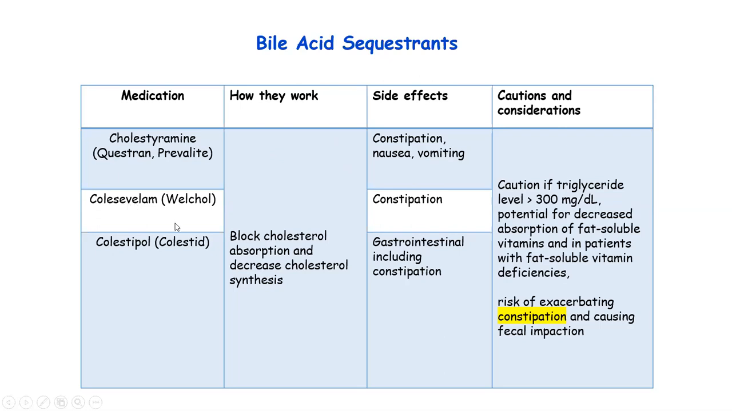Now the 2 most commonly prescribed are Welchol and Colestid. Welchol is the most common. So what it does, again, it binds with bile acid to decrease its absorption. The most common side effects are GI, and with Welchol, it's constipation. And so if somebody's triglycerides are over 300, you have to be very careful because if you're using too much of this, you're going to be preventing them from absorbing their fat-soluble vitamins.